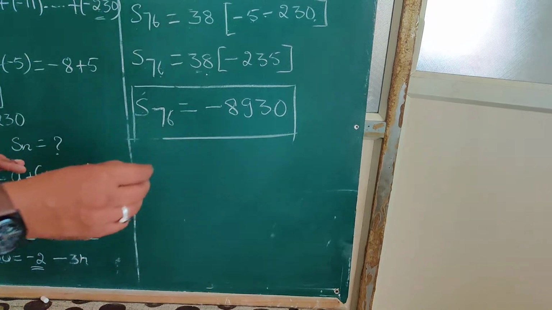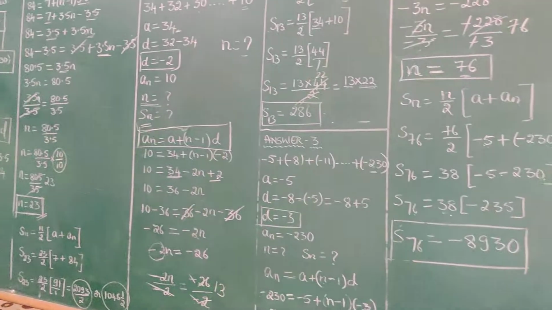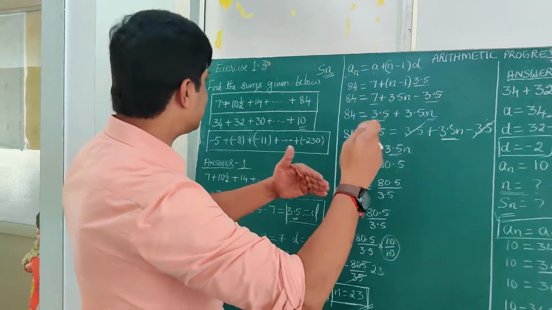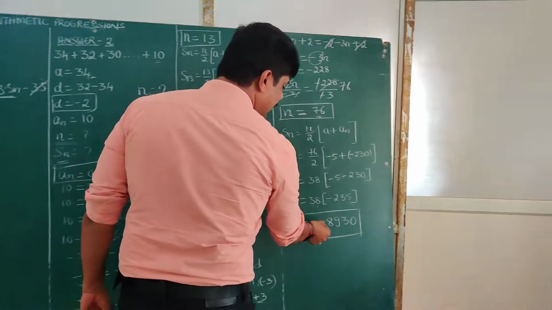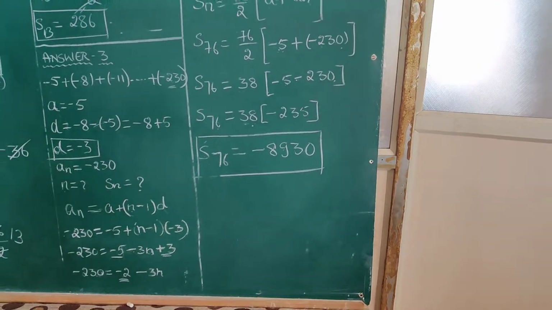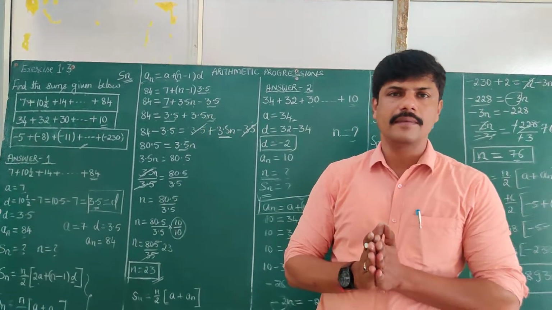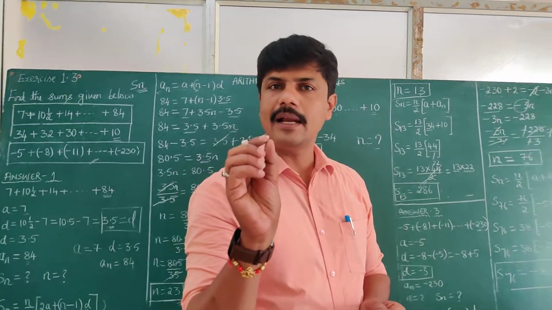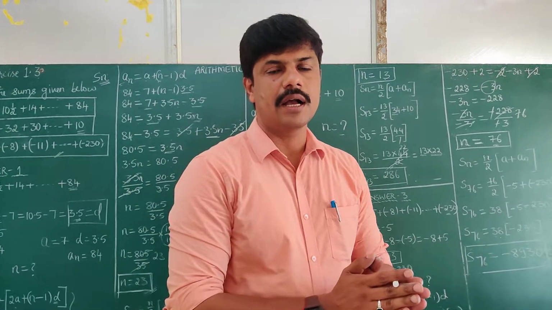So the value of the third problem, the sum of n terms, what was the n here? n is 76. The sum of 76 terms in this third problem is minus 8930. You got the point, children? It's a very easy problem. The only thing is here you need to find the value of n. Only after finding the n value can you find the sum of n terms, or else it is not possible.